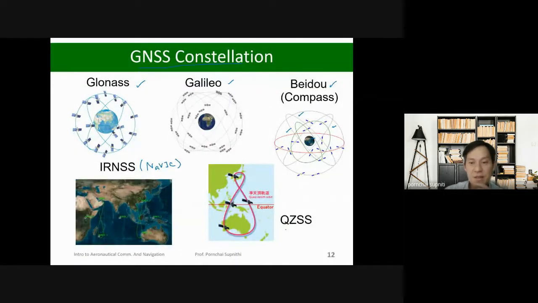And then for the Japanese system, they only have 4 or 5 satellites, and this is how the satellites move above the Earth. It moves above Japan. This is Japan, and then it also moves all the way down to Australia. So for us, where we are in Thailand or Myanmar, we can get some service, but it's just not above your head.